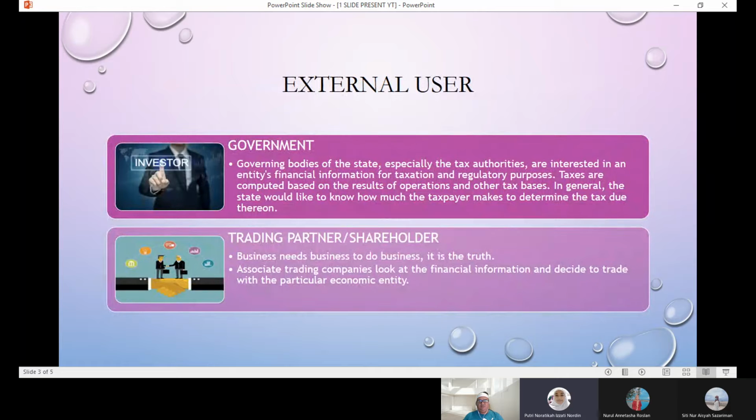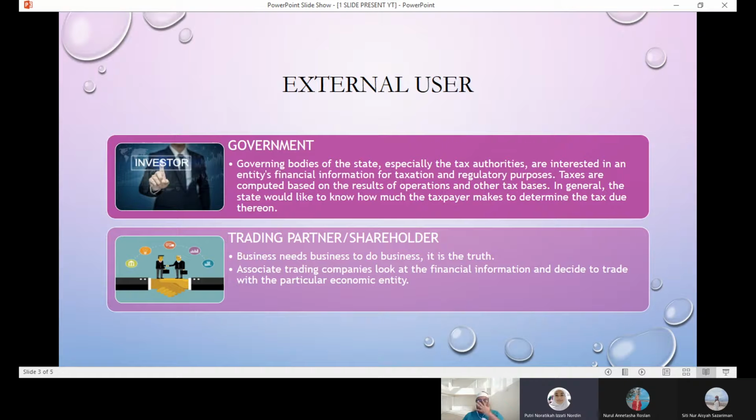Here are some external users. The first external user is the government. Government bodies of the state, especially the tax authorities, are interested in an entity's financial information for taxation and regulatory purposes. Tax is computed based on the result of operations and other tax bases. In general, the state would like to know how much the taxpayer makes to determine the tax due thereon.